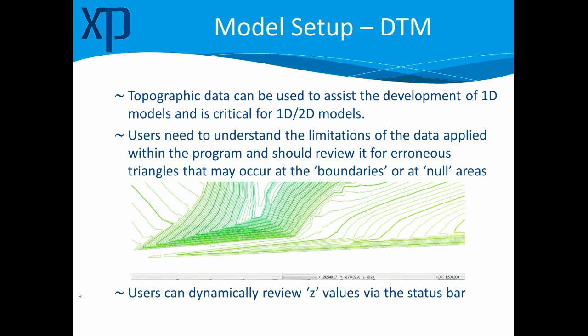And we can see in this particular example we have a series of broad triangles. And this occurs in all software, so this is not necessarily just applicable to the XPSWMM environment, of course, or XPStorm environment. But that's a standard issue with the triangulation of survey data. We also note that once users do have a terrain model inside the software, that they can dynamically review the Z values in the software via the status bar dynamically.